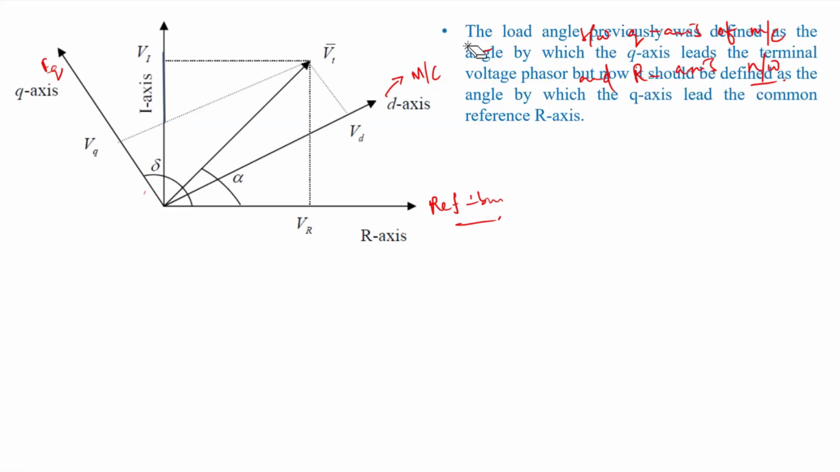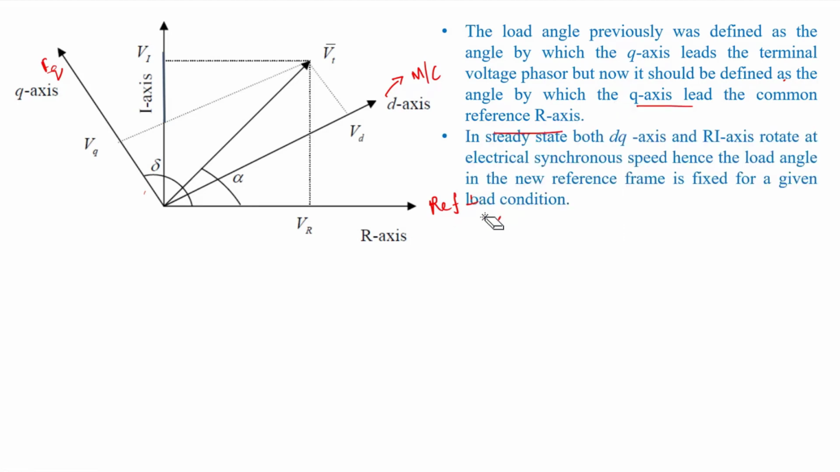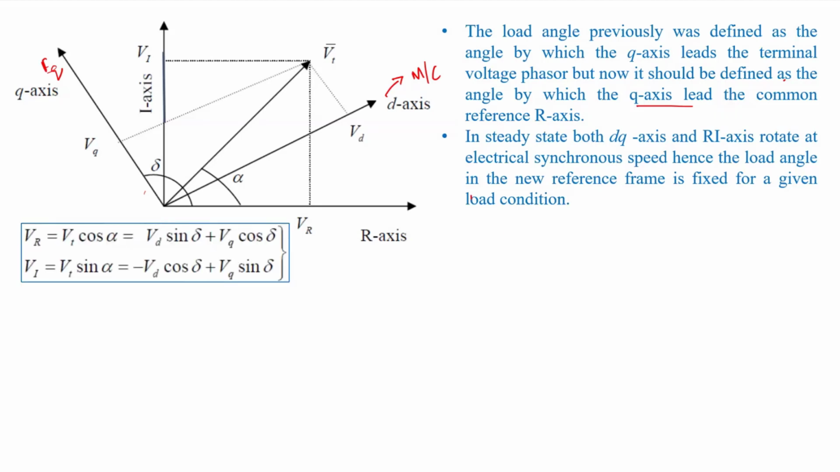Now the load angle previously was defined as the angle by which the Q axis leads the terminal voltage, but now it should be defined as the angle by which the Q axis leads the common reference R axis. So in steady state, both the DQ axis and the RI axis rotate at electrical synchronous speed. Hence the load angle in the new reference frame is fixed, therefore it remains fixed for a given load condition.